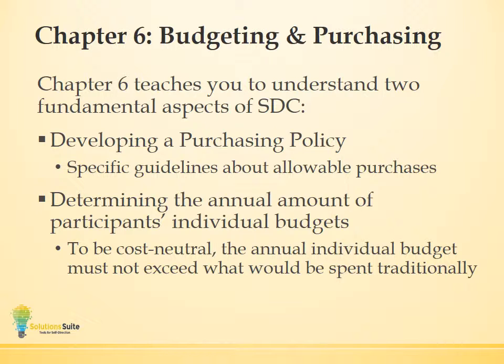The second key concept covered in Chapter 6 is setting the amount that participants can spend in their individual budgets over a 12-month period. This is an important number because in order to be cost neutral, the cost of the individual budgets should not exceed what would have been spent on participants in the traditional service system.